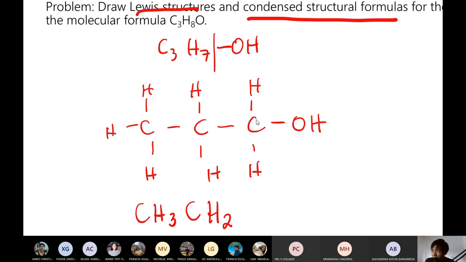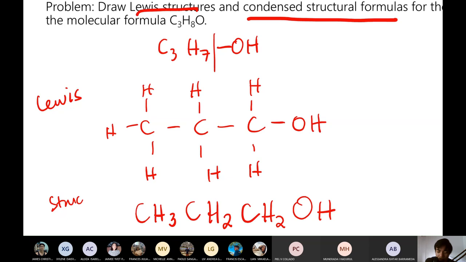After nyan, punta ka sa next carbon. Ilang hydrogen nakadugtong? 2, CH2. Then finally, you have your OH na. So this is the Lewis structure. Ito yung structural. Condensed. Okay? So ganun lang na.